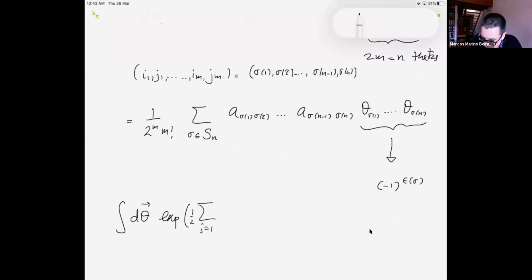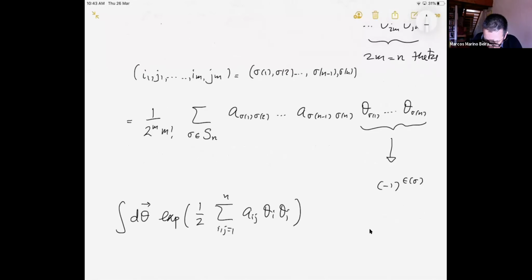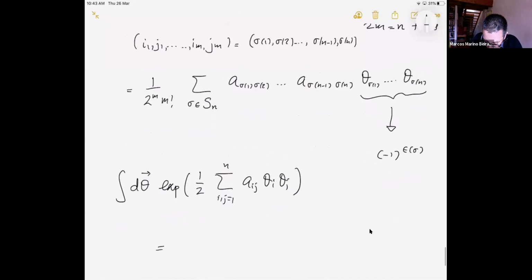So we have our final formula, which is that the Gaussian integral of this, sorry, let me write this in a nicer way, the integral of exp of one half the sum of A_{ij} theta_i theta_j, is equal to 1 over 2^m m factorial, the sum over permutations sigma of this, with this sign.